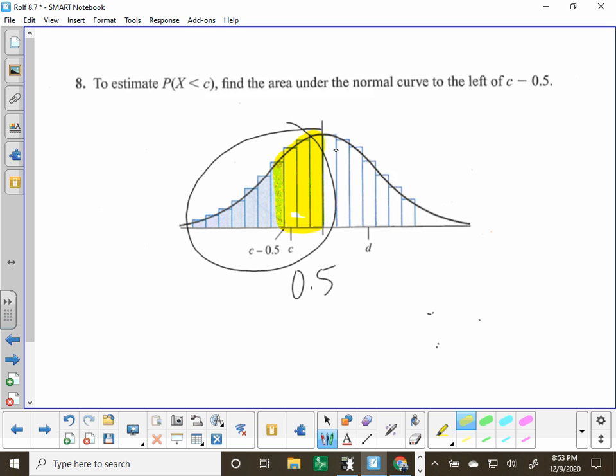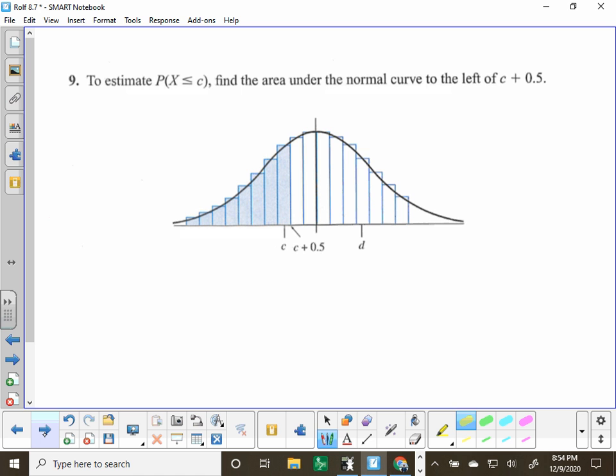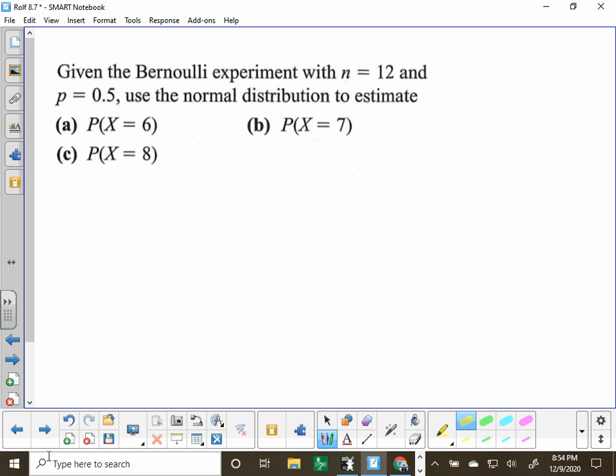And it's symmetrical with this side over here. So we look up this yellow part and we subtract it from the 50% to get this part over here, that tail. And the same thing is here, but we go above by 0.5. Okay, so let's do one of these together.